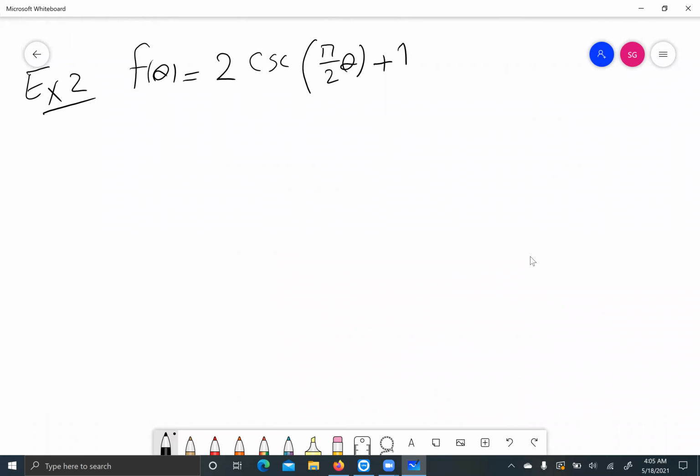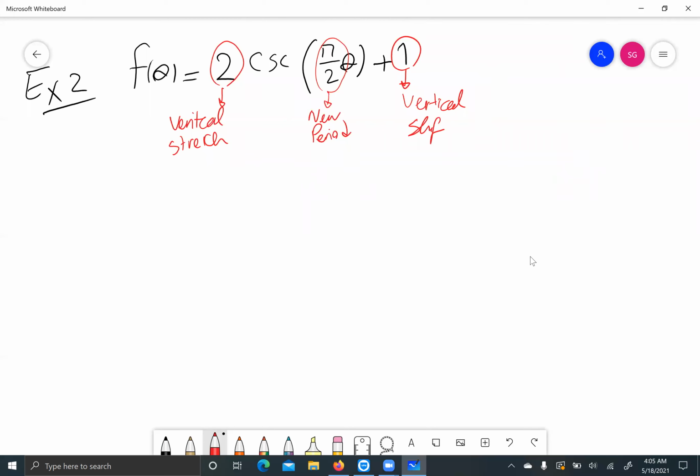Look, this gives us a vertical stretch of 2 units in terms of transformation. This is going to give us a new period, and this is going to give us a vertical shift. But the question asks about domain and range, right? So it can take any domain. Let's first talk about domain.